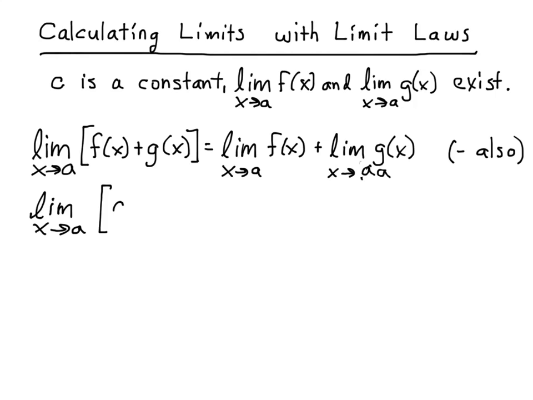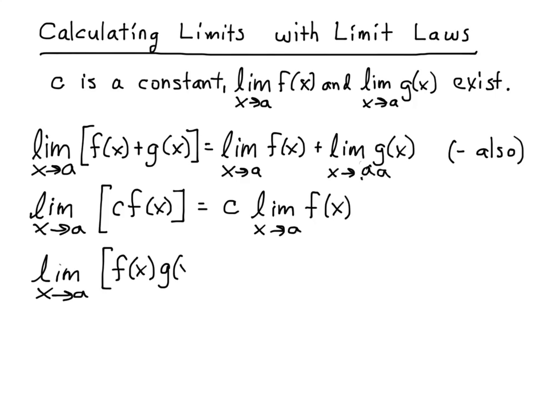I guess I already corrected that a, but anyway, I'll fix that when I post it. If we have a constant times a function, we can just take the constant out and then find the limit of the function. In other words, that constant doesn't change as x changes, so it just turns out to be a constant in front of the limit.